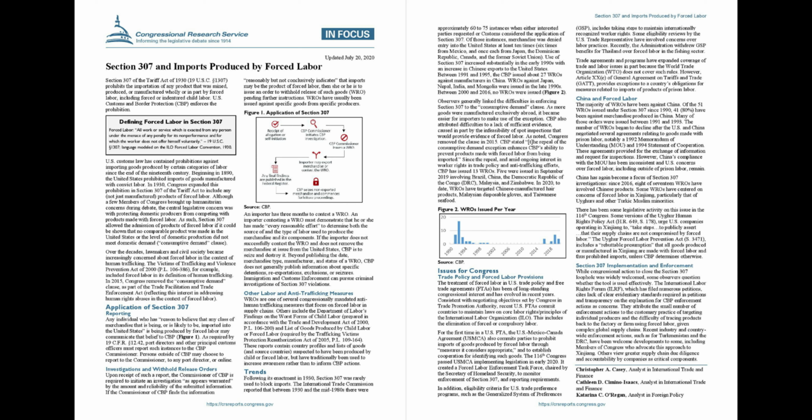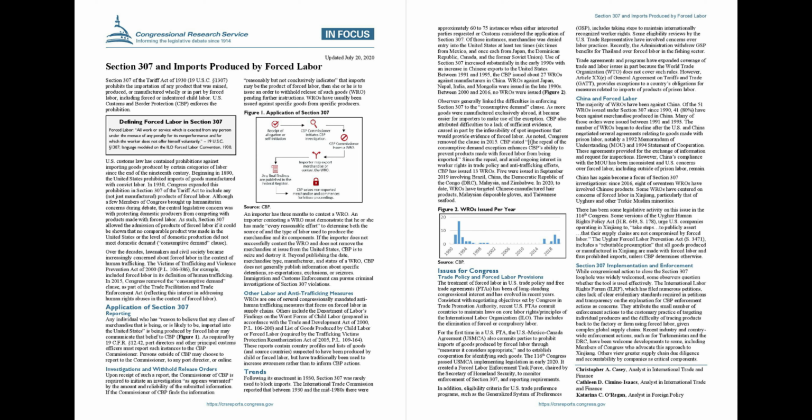China and forced labor. The majority of WROs have been against China. Of the 51 WROs issued under Section 307 since 1990, 80% have been against merchandise produced in China. Many of those orders were issued between 1991 and 1993. The number of WROs began to decline after the U.S. and China negotiated several agreements relating to goods made with prison labor, notably a 1992 Memorandum of Understanding (MOU) and 1994 Statement of Cooperation. These agreements provided for the exchange of information and request for inspections.